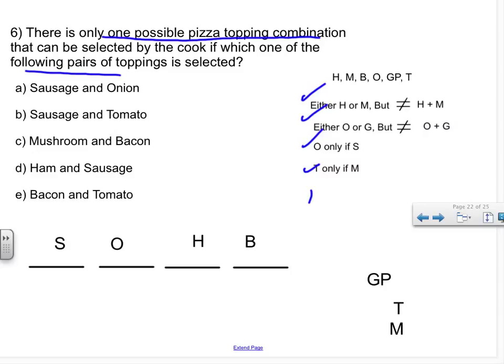So S and O are constrained variables, they can't move. So I can play with H and B. How about if I were to put M and T? Would that work?